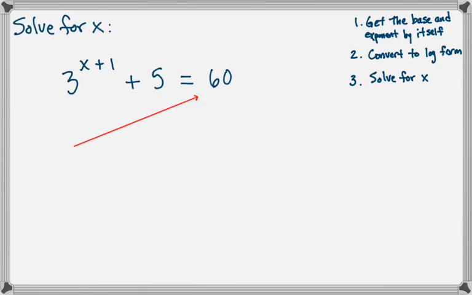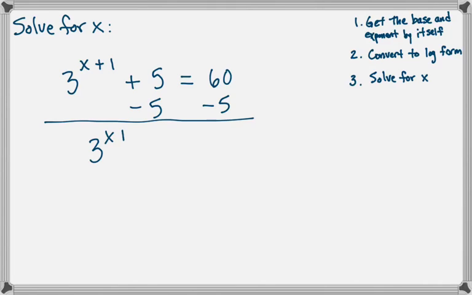So basically we're just going to get our like terms together. So we're going to just move that 5 to the other side. We'll just subtract it from both sides. So I'll subtract 5 on both sides, and then that would give me 3 to the x plus 1 equals, looks like 55. Now I've got the base and the exponent, the 3 to the x plus 1, all by itself. Now I'm free to convert this to logarithmic form.